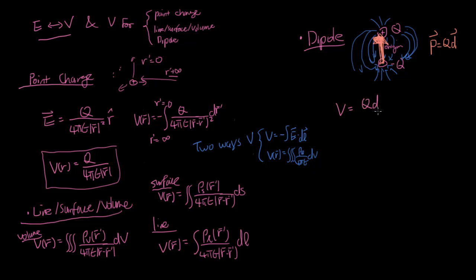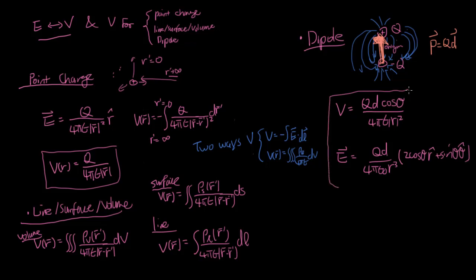The potential turns out to be equal to QD, again, this is if it's at the origin, QD cosine theta over 4 pi epsilon r squared, and the electric field is going to be equal to QD over 4 pi epsilon r cubed times 2 cosine theta r hat plus sine theta theta hat.